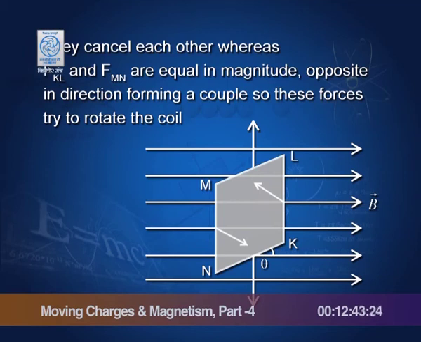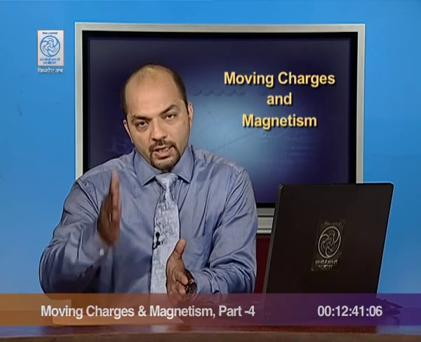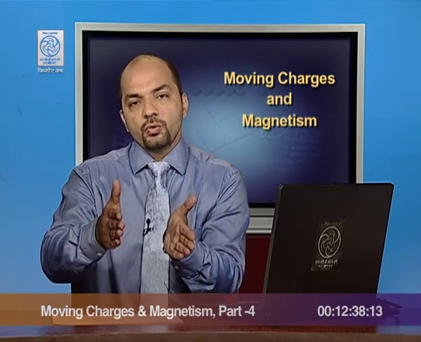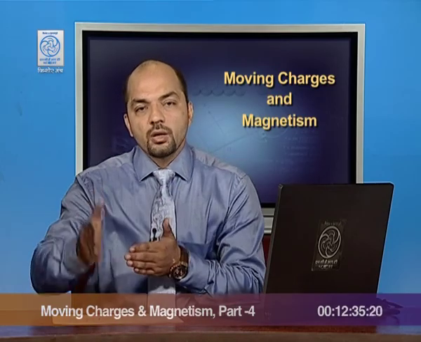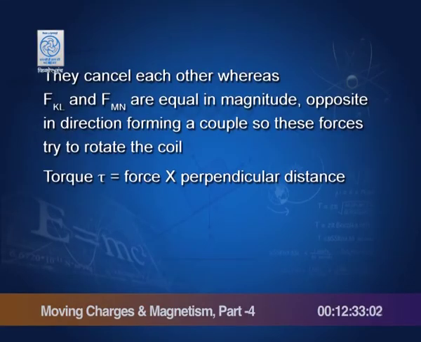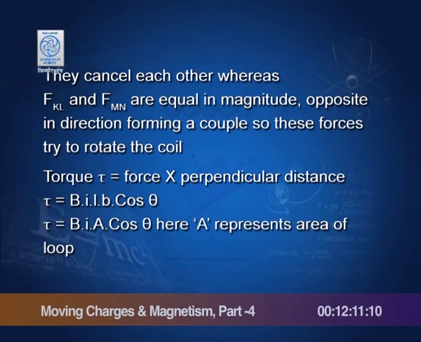These two forces are forming a couple. One force is acting downward, second force is upward. The two forces form a couple which tries to rotate the coil. So, the torque tau equals force into the perpendicular distance between the two forces, which is b cos theta. Substituting these values, we get tau equals BIL b cos theta. As we know, length and breadth are multiplied in the formula. So, torque tau equals BIA cos theta. Here A represents the area of the loop.